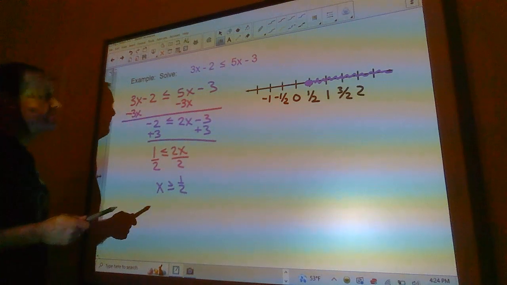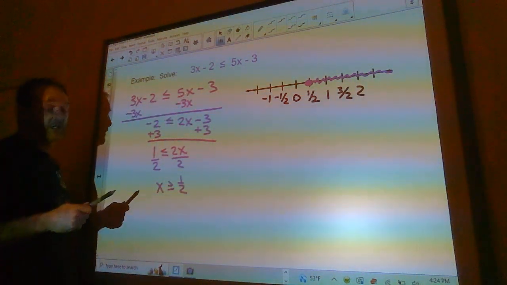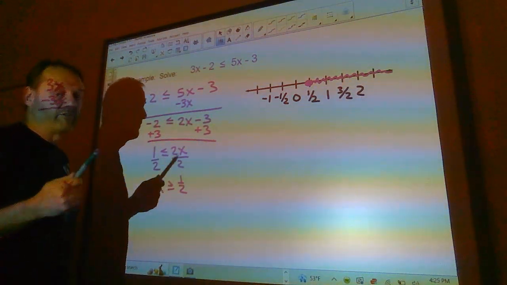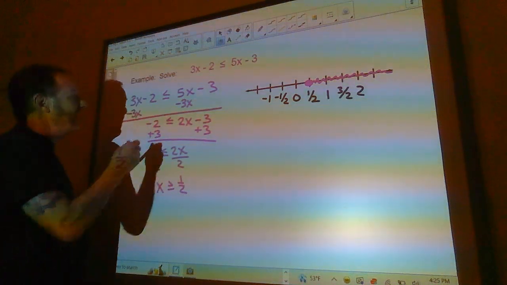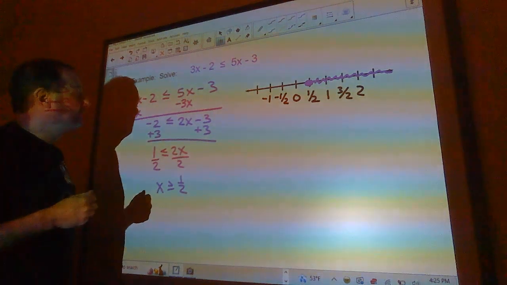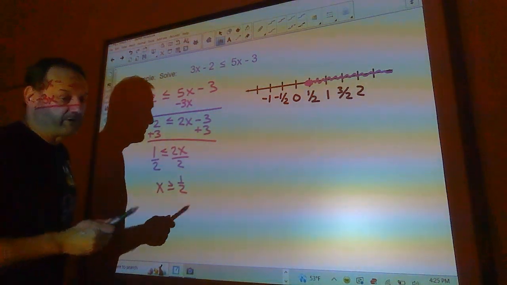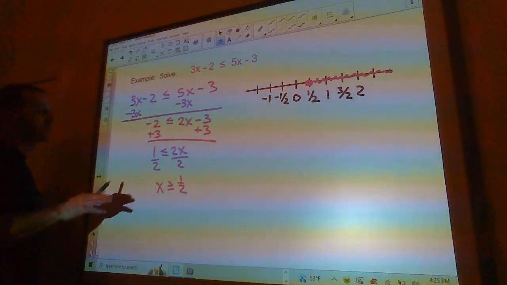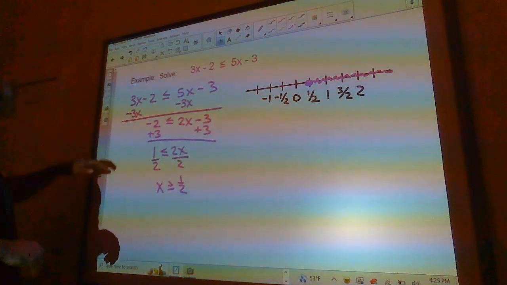Now, the only thing that's ever different about solving an inequality like this is if I ever multiply or divide by a negative number, I have to flip this sign over. Don't forget that. But only if you multiply or divide by a negative number. The rest of the time, it works exactly the same way as it does with an equation.